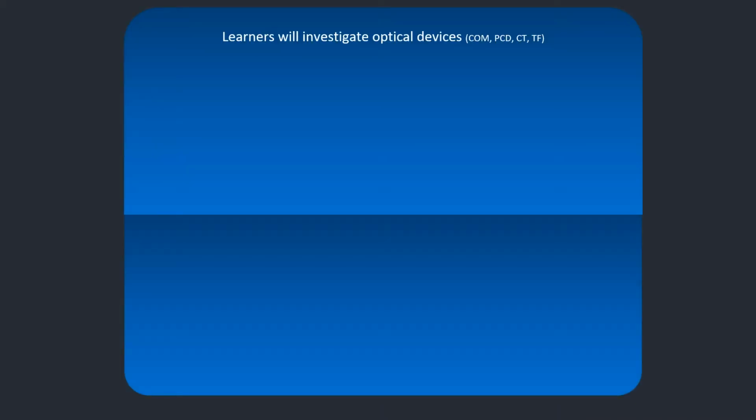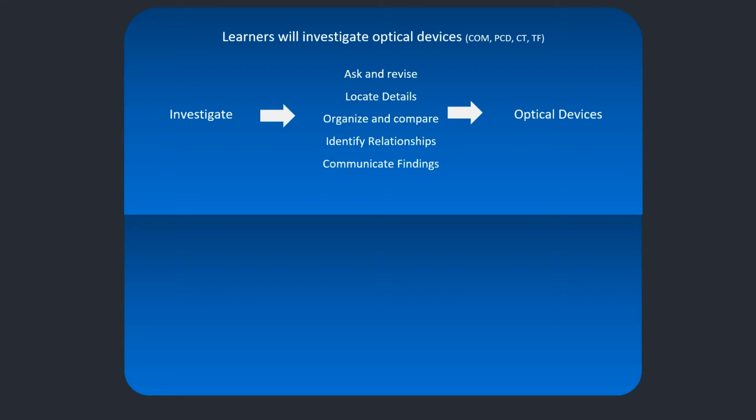Let's start with an outcome or an indicator. In this case, learners will investigate optical devices. From this indicator, we can see the skill learners will be working on is investigate, and the concept we have chosen to investigate are optical devices. We know that for this grade level, investigate means that students will need to ask and revise questions, locate details, organize and compare those details, identify relationships, and then communicate their findings. They will need explicit instruction on how to do these individual skill components.